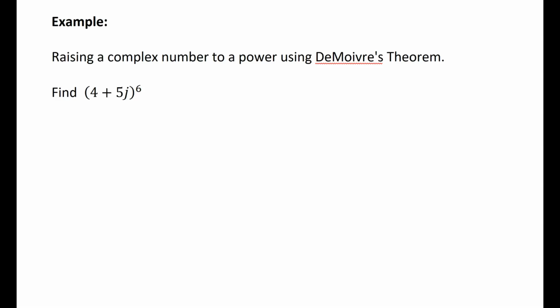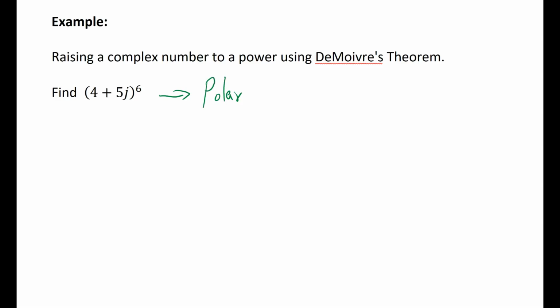So here's an example of raising a complex number to a power using de Moivre's theorem. Now, I've got 4 plus 5j, this is a rectangular form, to the power of 6. Now, de Moivre's theorem is for polar form, exponential form, and trigonometric form. So we're going to have it in one of those forms. And right now, it's in rectangular form. So let's just go ahead. We will first change this to polar form, okay?